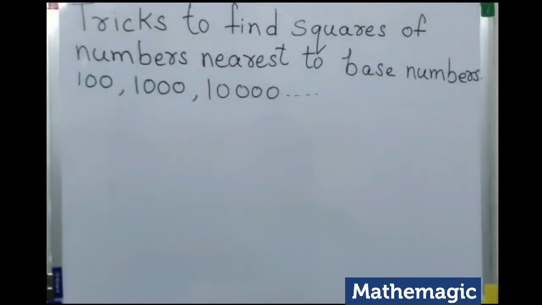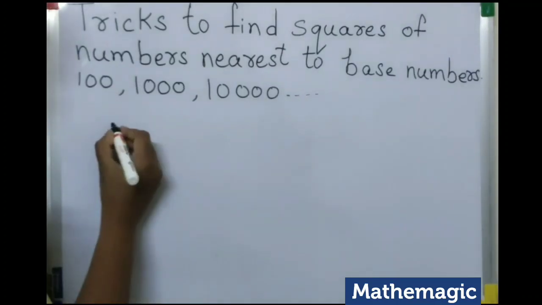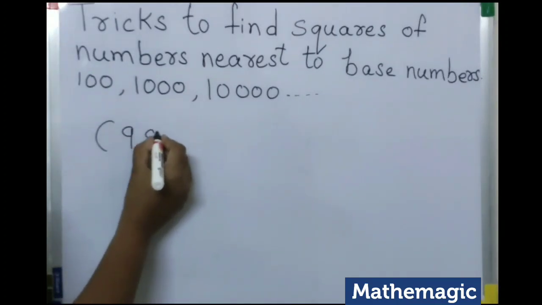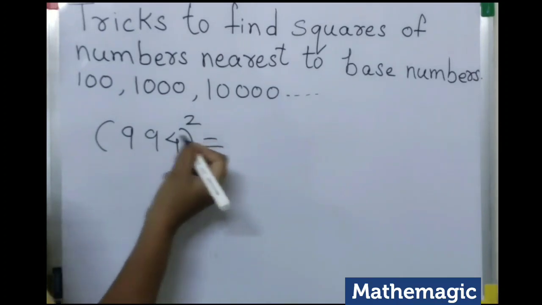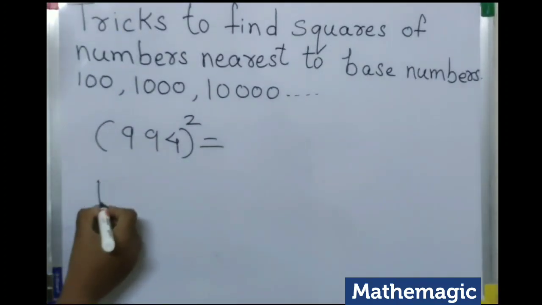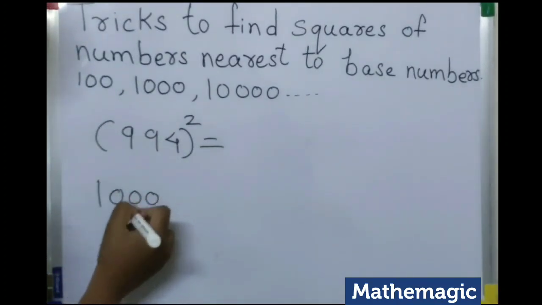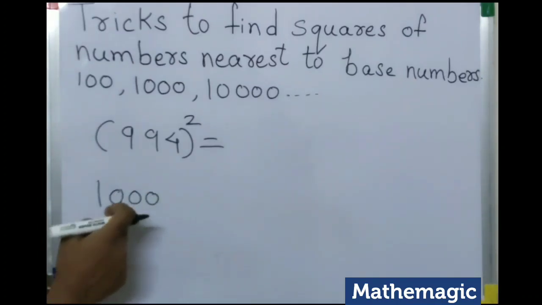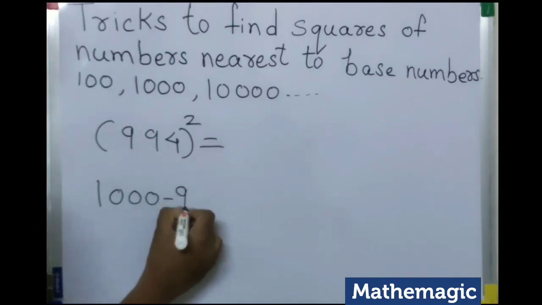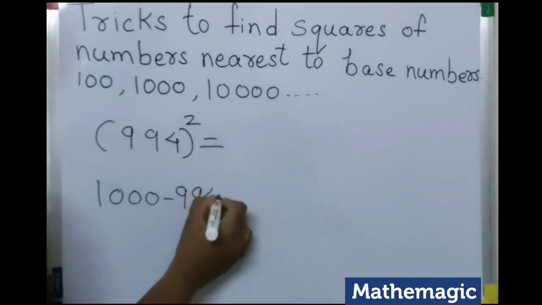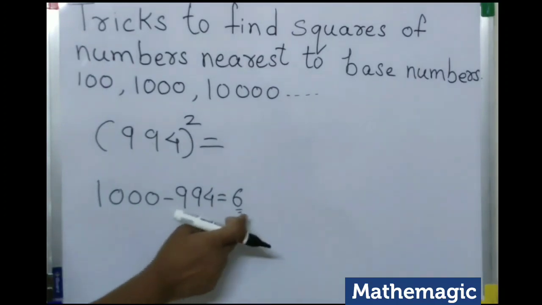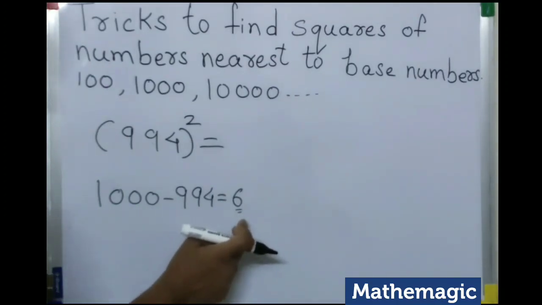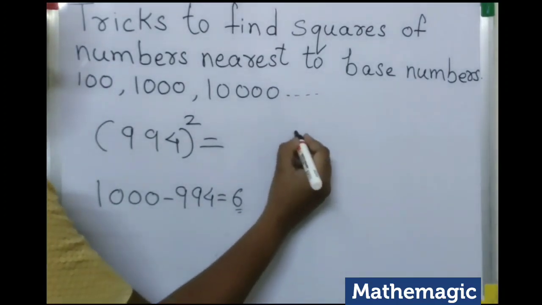Let's see one more example of a little bigger number. Let's find out the square for the number 994. Okay. So 994 is the number nearest to 1000. It is 6 less than 1000. So we are having the number 6 over here. So we will have to take the square of 6. Square of 6 is 36.